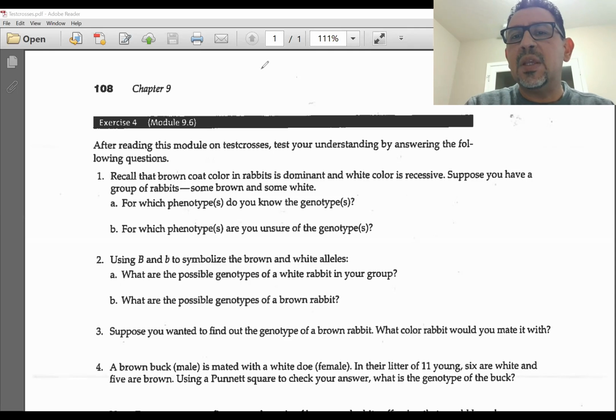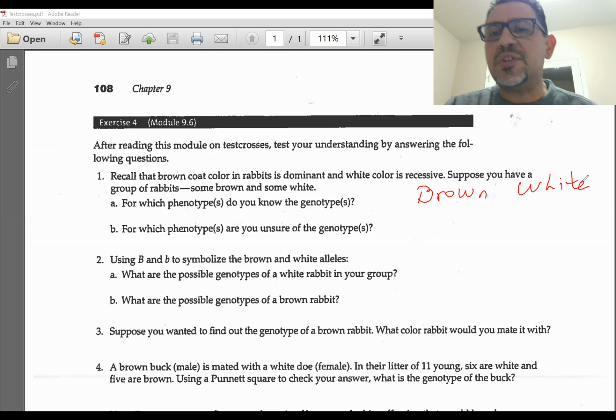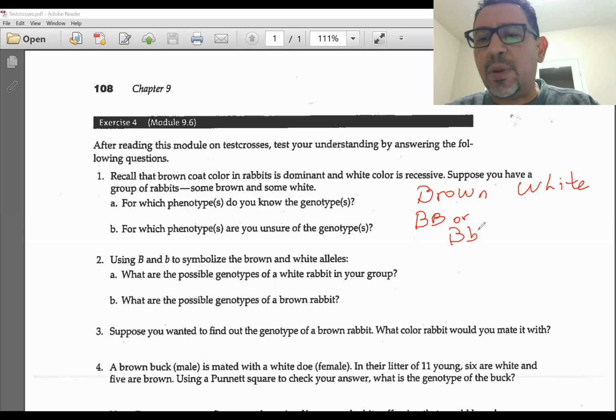Okay, so here we go. We have some brown rabbits, and we're going to have some white rabbits. The symbol we're going to use for brown is capital B, because we know that brown is dominant. So for the brown rabbits, they could have two different kinds of genotypes. They could be capital B, capital B, or they could be capital B, lowercase b. Two possibilities can be identified for the brown rabbits.